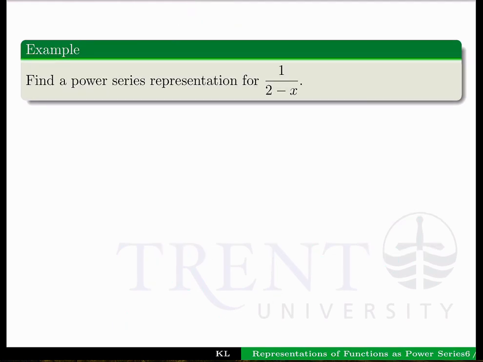Next, find the power series representation for 1 over 2 minus x. Again, what we have here is 1 over 1 minus x, the sum of x to the n, from 0 to plus infinity, absolute value of x less than 1. But here we have 2, and we need 1. So we can do this in this way.